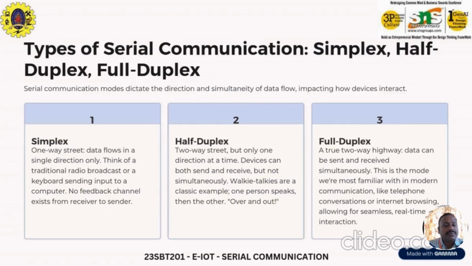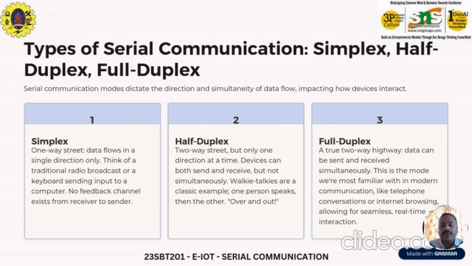In the simplex method, data flows in a single direction. So it is called the simplex method. Examples are radio broadcasting and a keyboard sending input to the computer. These are all examples of the simplex method. The half duplex method is a two-way street but only one direction at a time. Devices can both send and receive but not simultaneously. Example, a walkie-talkie: one person speaks, then the other, over and out.